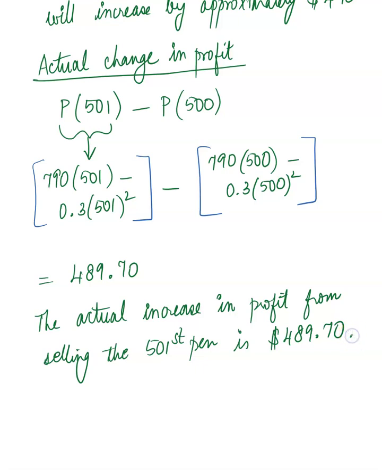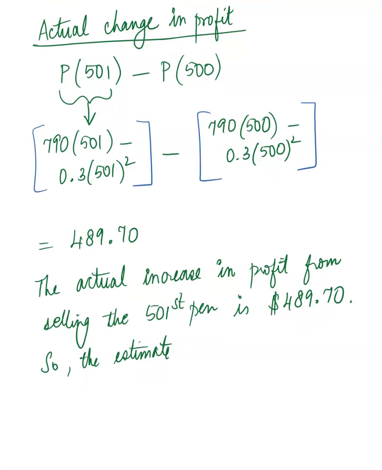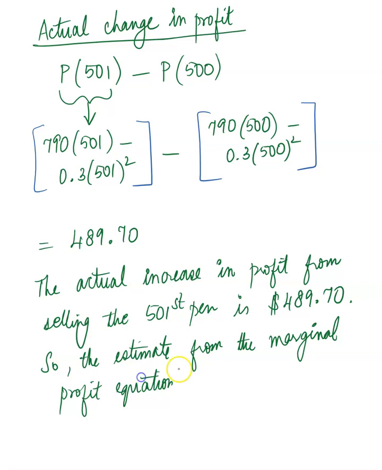So then the estimate we did from the marginal profit gave us what? $490, right? So it was off by 30 cents. The estimate from the marginal profit equation was off by 30 cents.